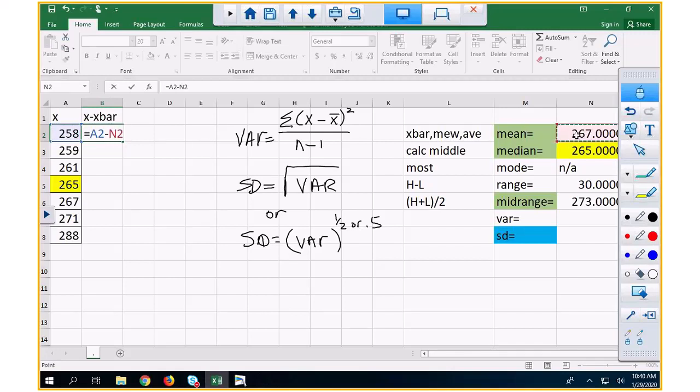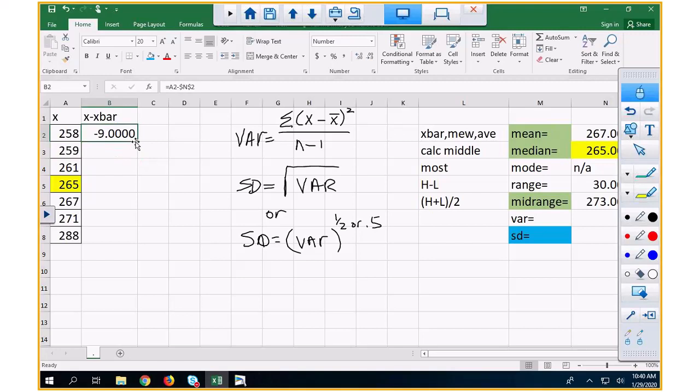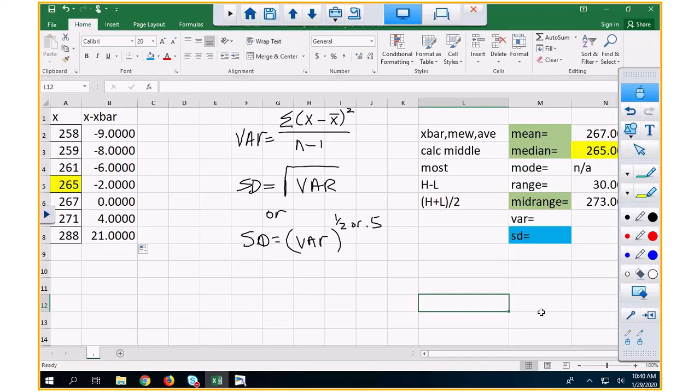If you know Excel, you need to lock it. Hit F4, and that'll lock it. And there are the numbers you should have, so go ahead and check them. What do you do for that one? A1 minus the mean, then hit F4 and enter. And then copy it down.